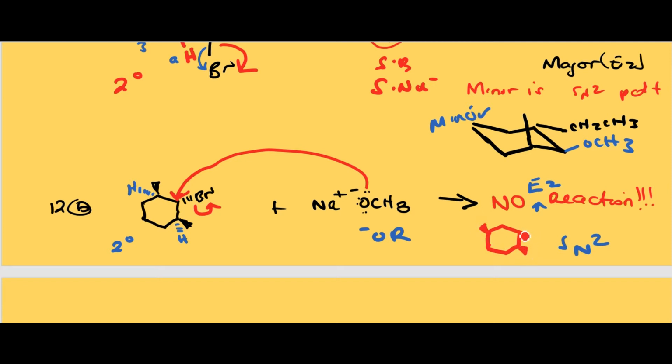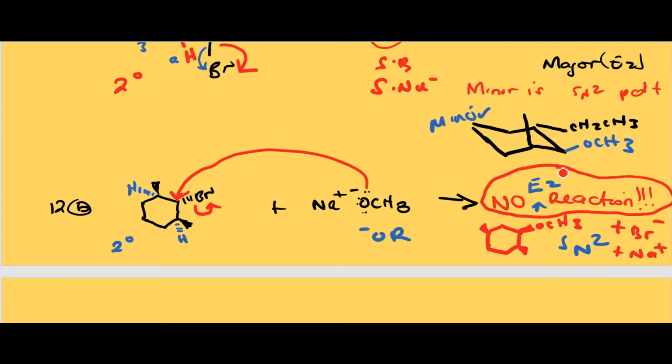Show your inversion. So we draw a wedge to OCH3. Of course, the leaving group is Br minus, and you have the counter ion Na plus. So remember, no E2 because the anti-periplanar rule is not obeyed. Okay, so you only see SN2. Next question.